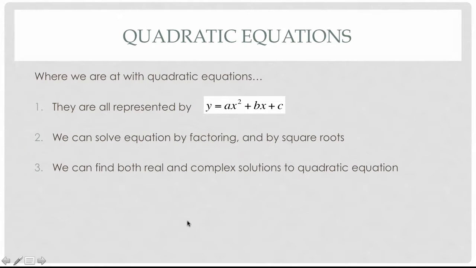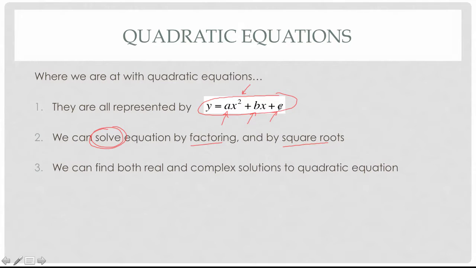So where are we at so far in this class with quadratic equations? Well, a quadratic equation, if you remember, involves x squared. So we have this whole linear part, bx plus c, but now we also have a term with an x squared. So all quadratic equations can be written into this form. I've reviewed a lot with a's and b's and c's. We can factor quadratic equations. We can solve quadratic equations by factoring and by using the square roots.